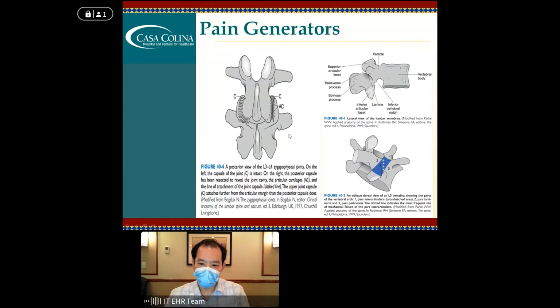Another common source of pain is actually the facet joints. Every vertebral body has a way to interface with the one above and below. So this is actually a true joint, and this can often be a source of pain as well. These are structures that Dr. Martinez and Dr. Giovanni will be discussing in more detail with their talks later on in our series.